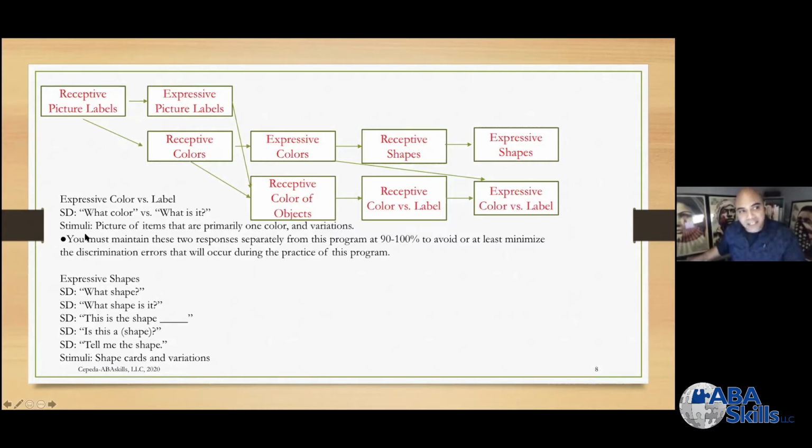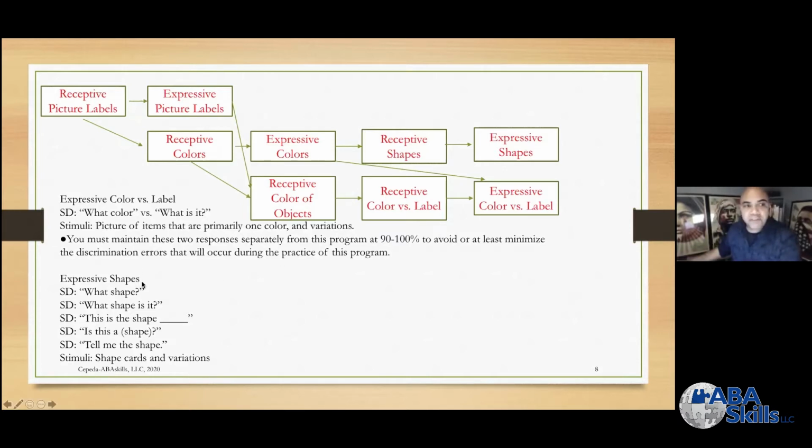So when you're running this, your stimuli are pictures of items that are primarily one color, and variations, and maintain those two responses separately from this program at 90 to 100% to at least minimize the discrimination errors that are bound to occur in this program. Now, I know I'm spending a lot of time on this, but all of these discrimination errors that you're going to fix now are going to make teaching prepositions and pronouns and opposites a lot easier.